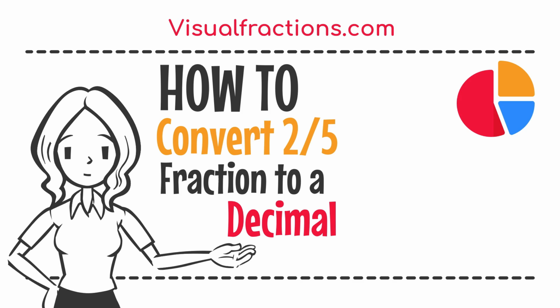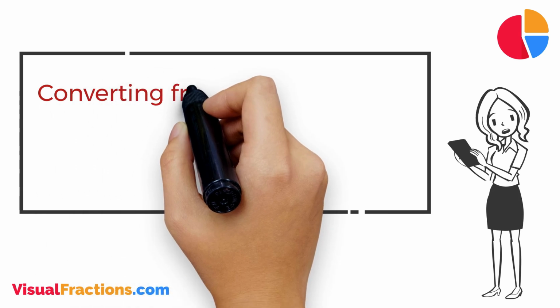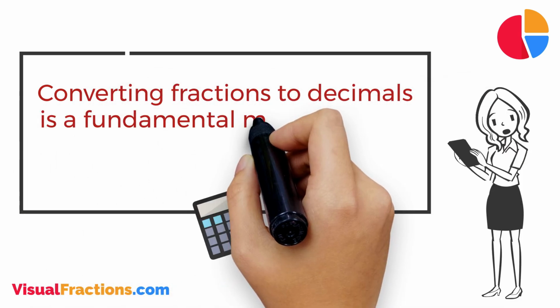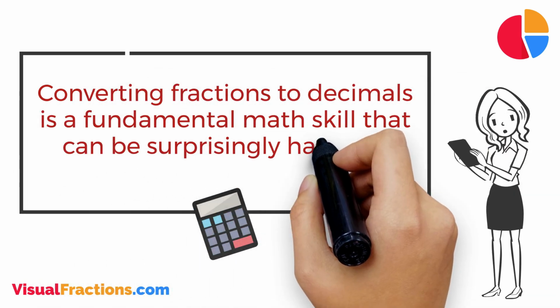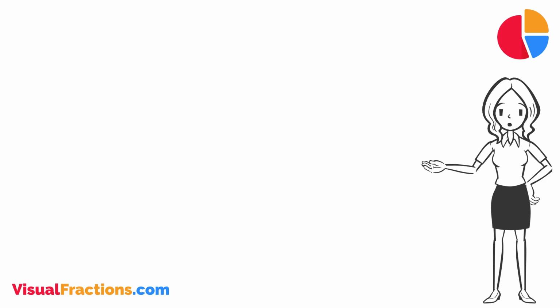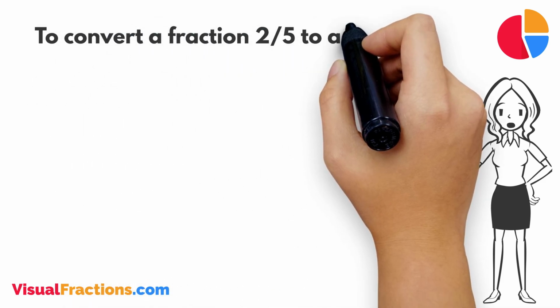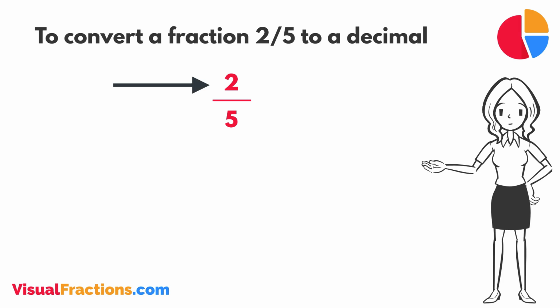Today, we're going to explore the fascinating world of fractions, specifically focusing on how to convert the fraction 2/5 to a decimal. Converting fractions to decimals is a fundamental math skill that can be surprisingly handy in everyday life. To convert a fraction 2/5 to a decimal, all we need to do is divide the numerator, the top number, by the denominator, the bottom number.